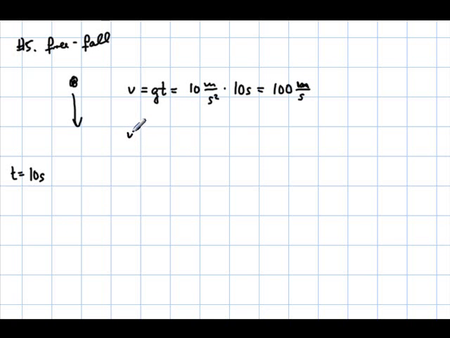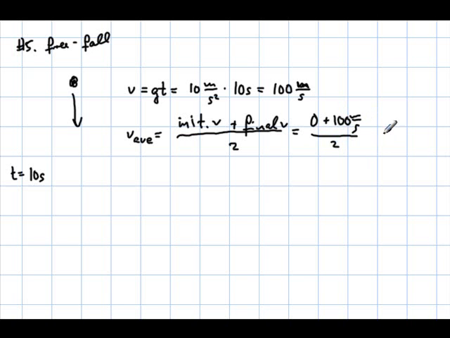What is the average velocity, which of course is the initial velocity plus the final velocity, and divide that by 2. So it's going to be the initial one, it falls from rest, so that's 0, plus the final one is 100 meters per second, divided by 2, which comes out to 50 meters per second. Of course, we could have just looked at that and figured that out.